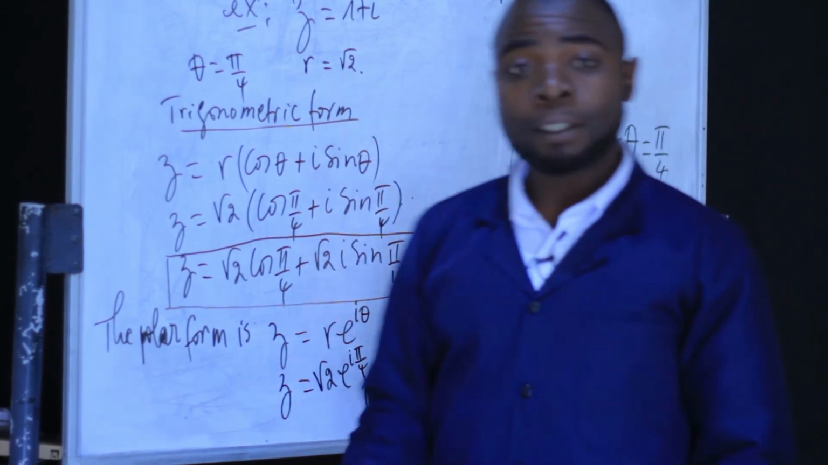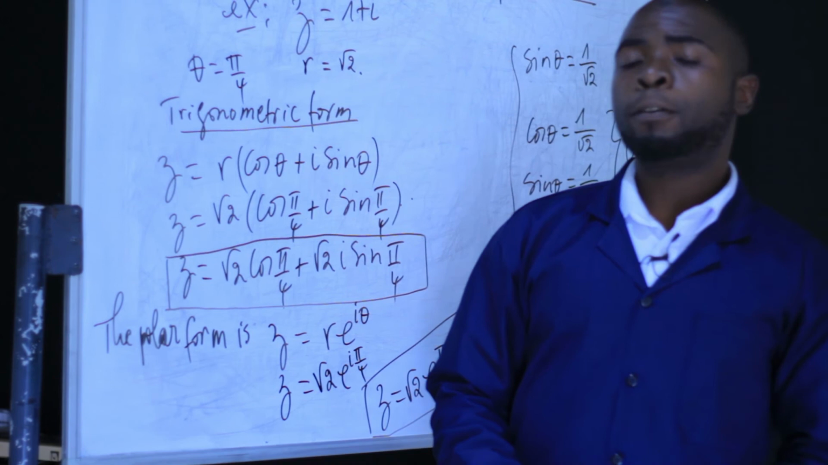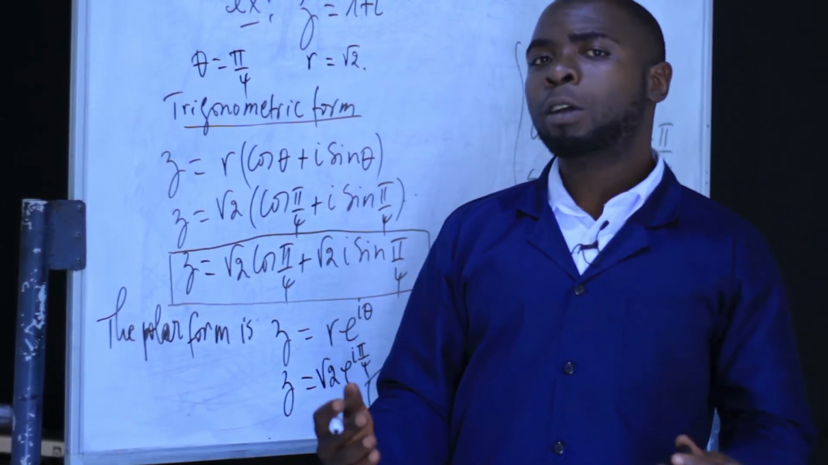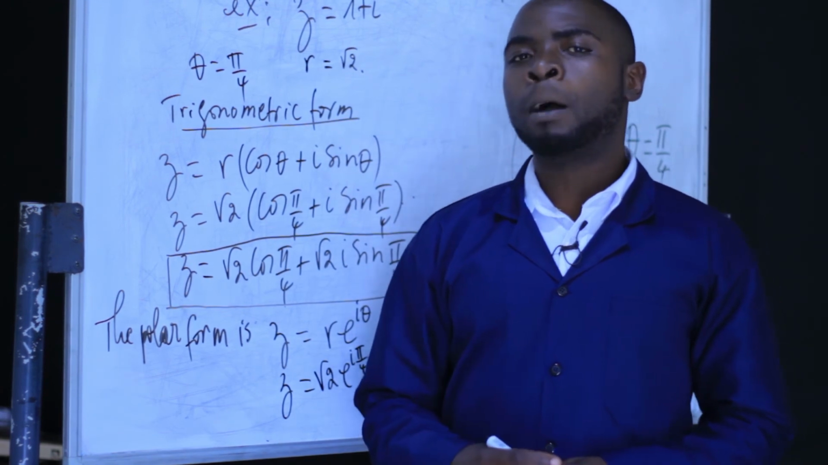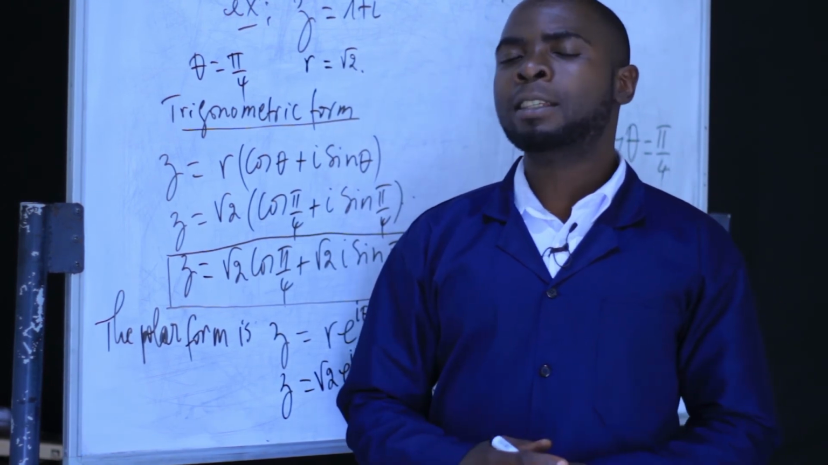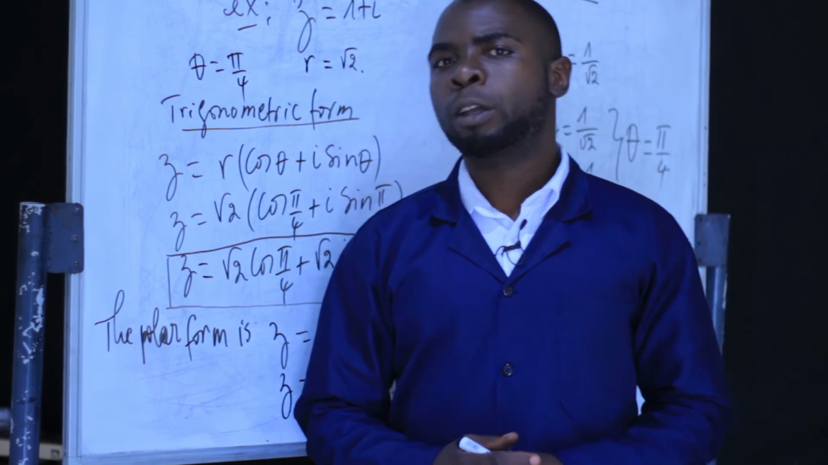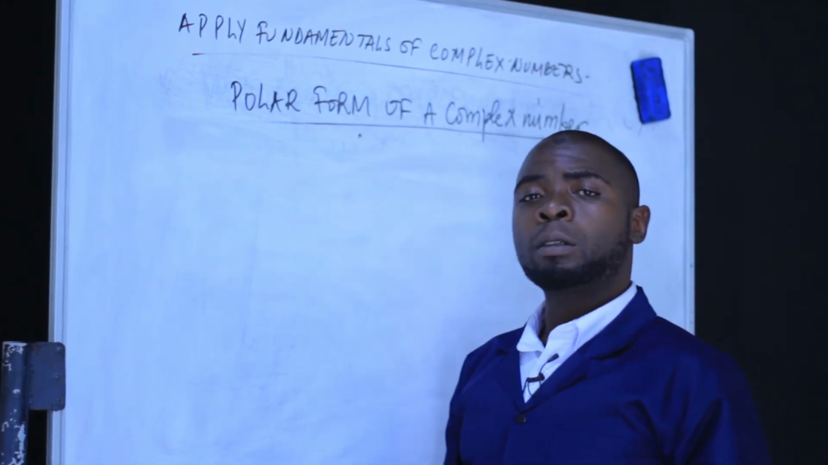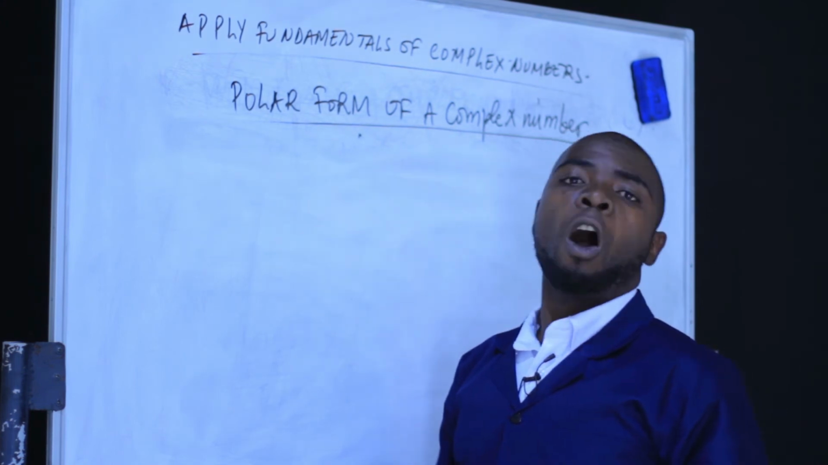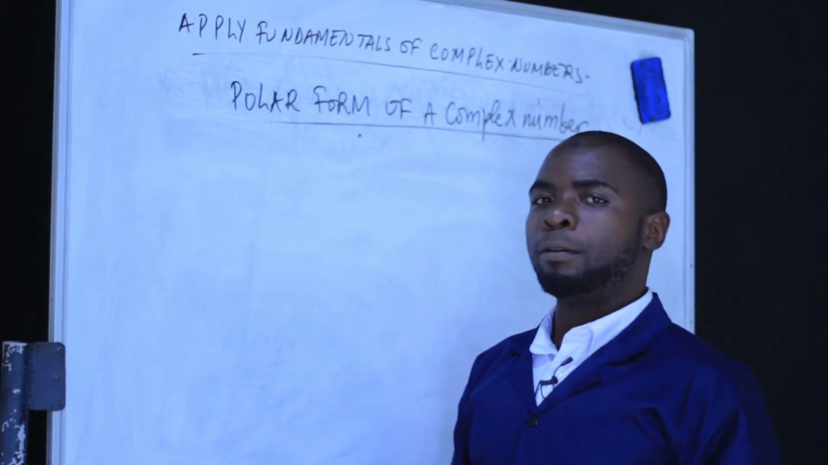So I think you have seen how to calculate the polar form of a complex number and how to calculate the trigonometric form of a complex number. Soon I'm going to come back with more exercises and we are going to solve them together. We are going to look together at an example that concludes all of the topics we have learned.